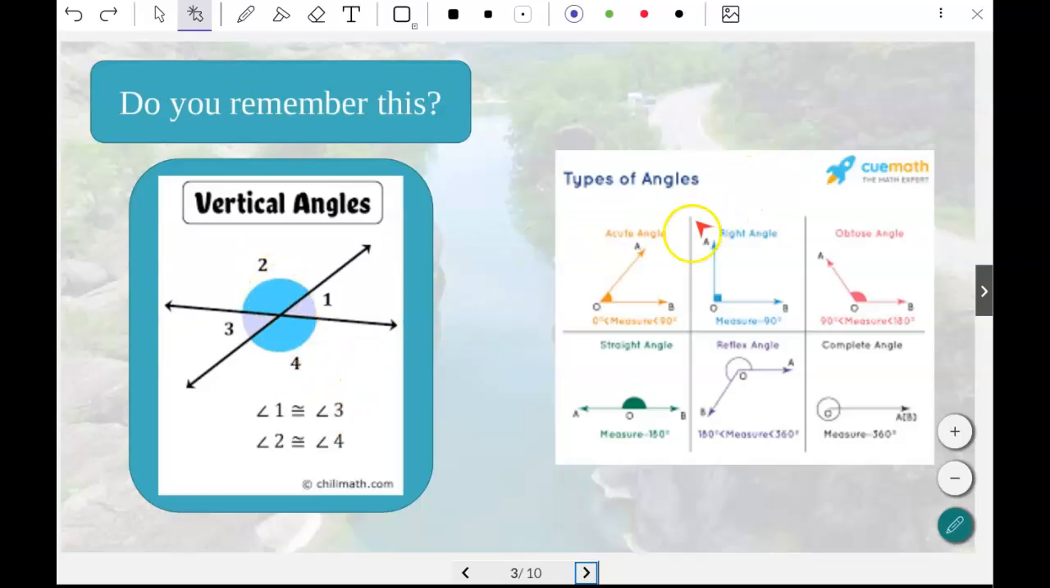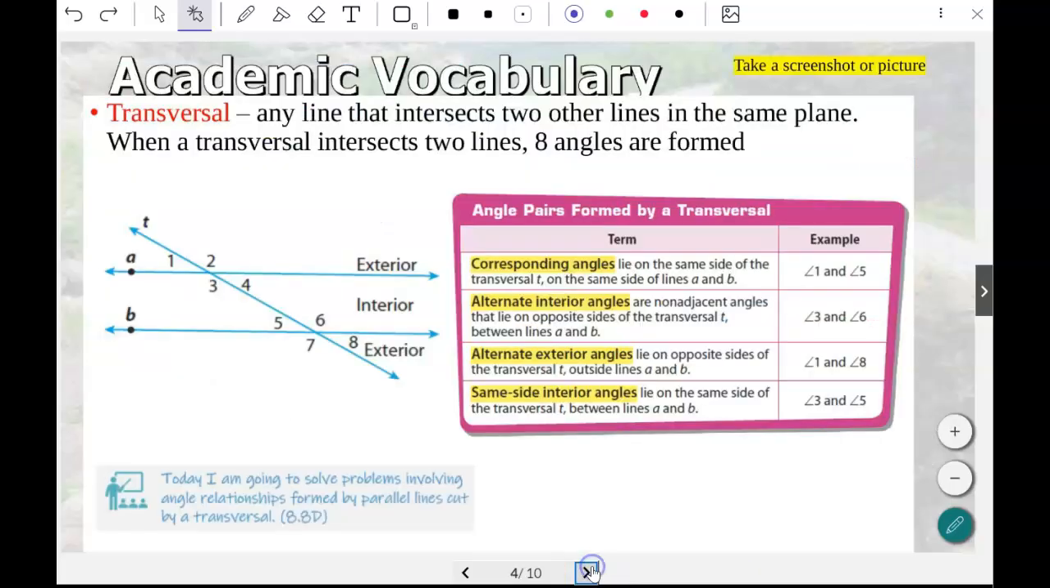And then types of angles. Acute angles are less than 90. A right angle is 90. Obtuse is more than 90. And then a straight angle is 180. We won't worry about those.